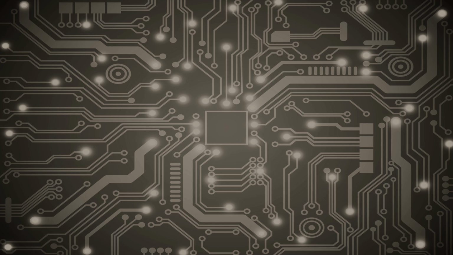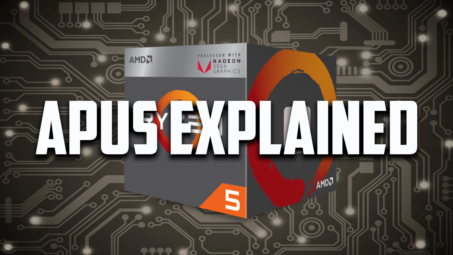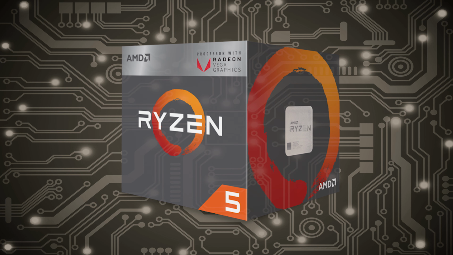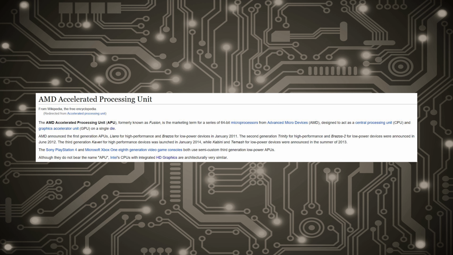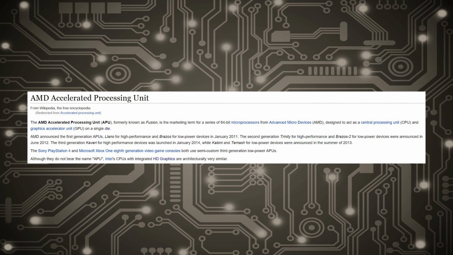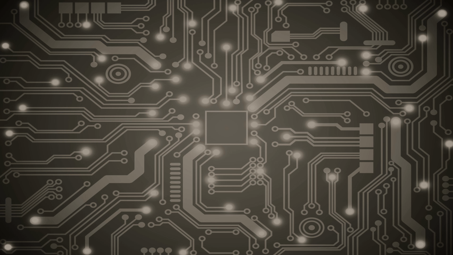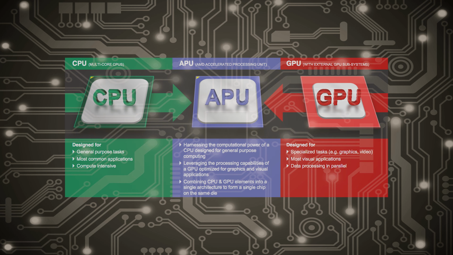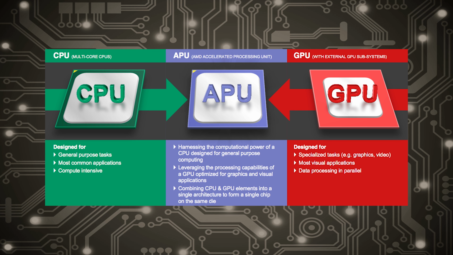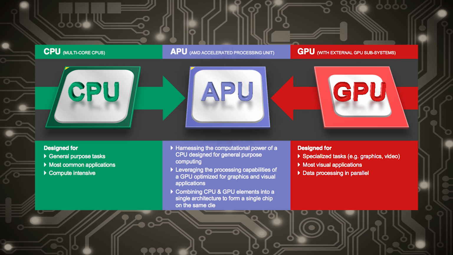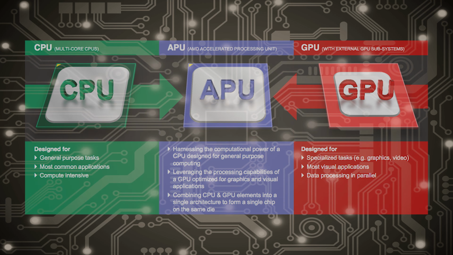On the menu for today are APUs: what are they, what can they do, and are they viable in today's PC environment? First of all, an APU, an acronym coined by AMD, stands for Accelerated Processing Unit. APUs differ from normal processors in that they include a CPU and a GPU on a single die. So kind of like mashing a processor chip and a graphics card all in a small convenient package.